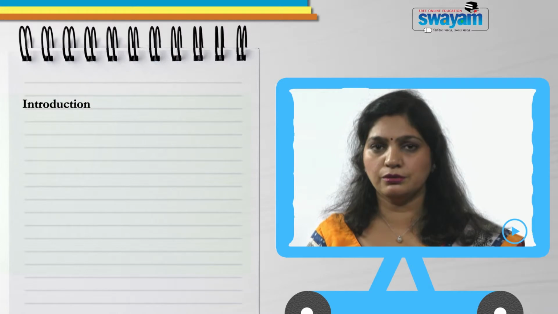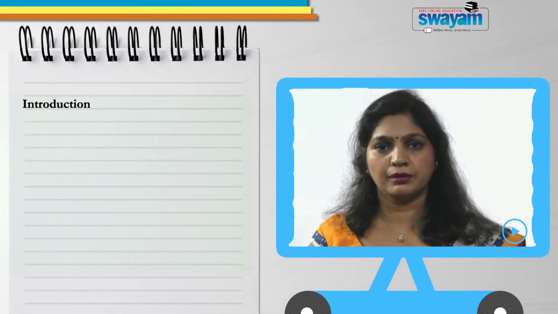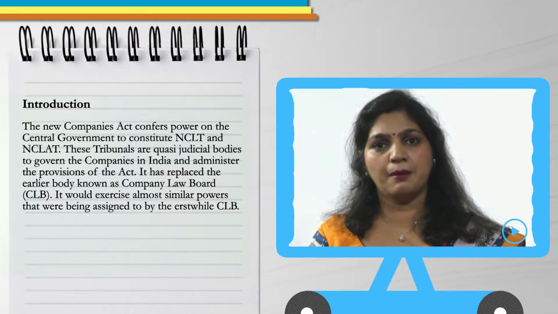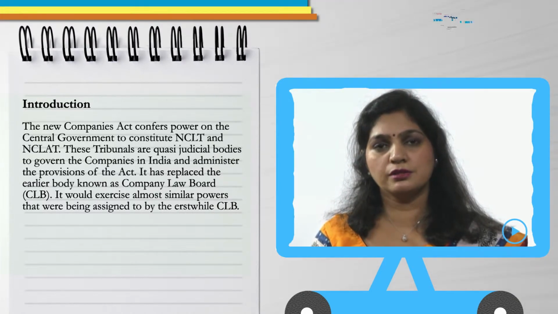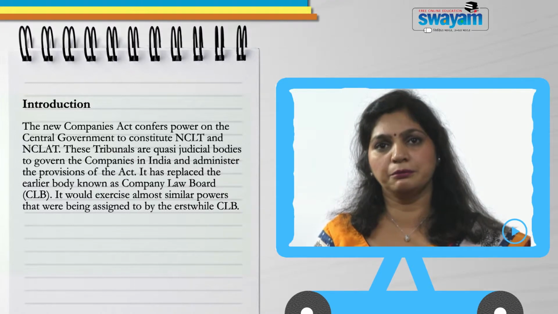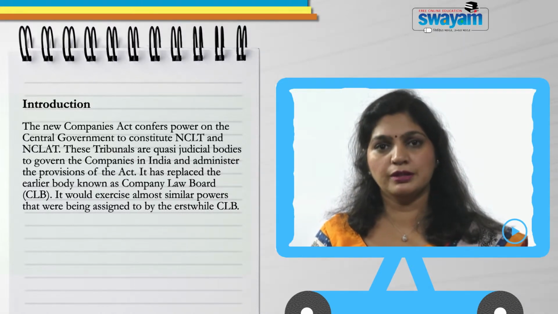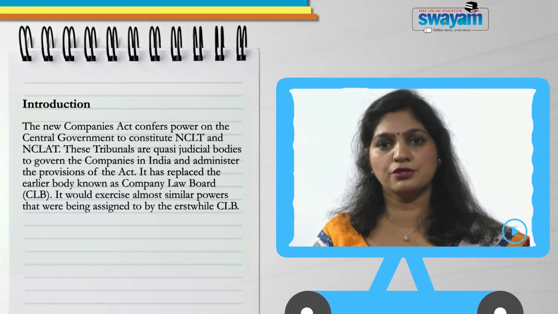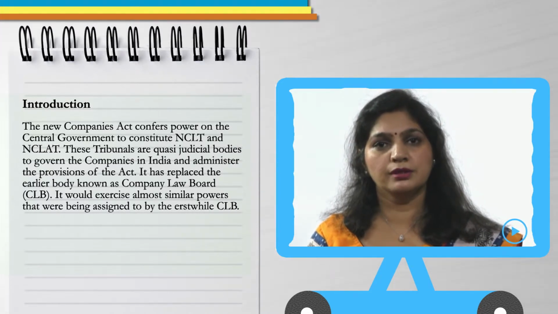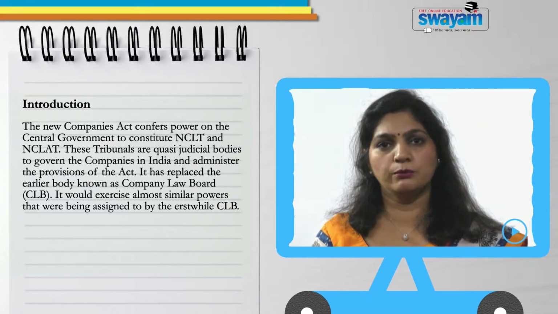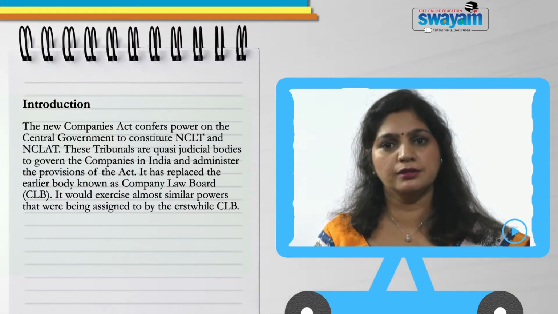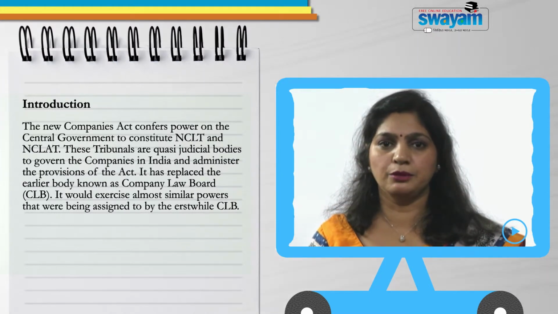Now I would introduce you to the contents of the module. The new Companies Act confers powers on the central government to constitute the National Company Law Tribunal and National Company Law Appellate Tribunal. These tribunals are quasi-judicial bodies that govern the companies which are functioning in India and administer the provisions of the Act. The present Act has replaced the earlier body known as Company Law Board (CLB). It would exercise almost similar powers that were being assigned to the erstwhile Company Law Board.